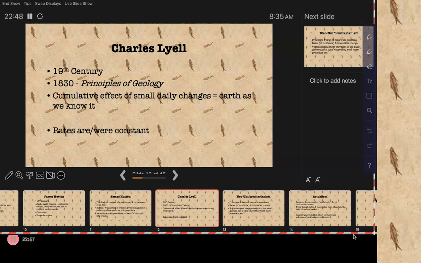All right, anyhow. Lyell. Hutton and Lyell, big names. He published in 1830, Principles of Geology. I tried reading that. Oh, good Lord. Horribly dry. Cumulative effects of small daily changes equals the Earth as we know it. And he pushed about what I introduced just at the previous slide. Same rates as we see going on now. And perhaps you see this counter building against the catastrophists. Okay?